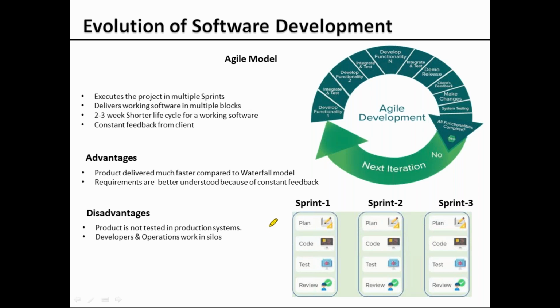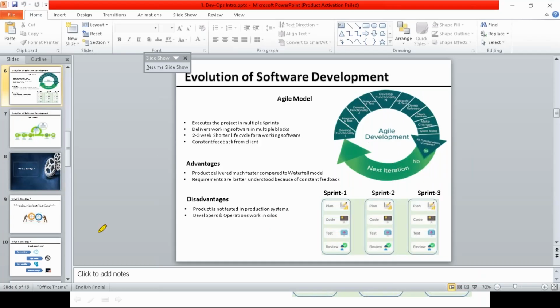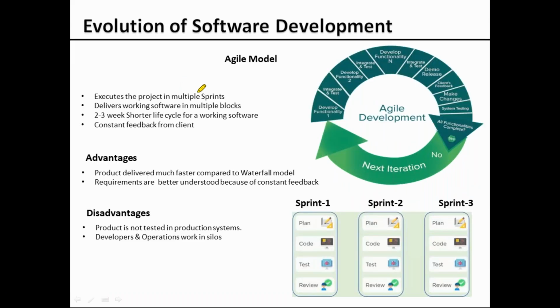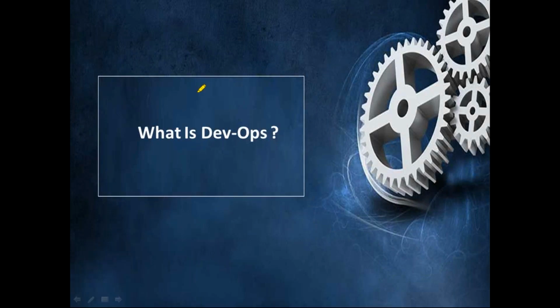This is where agile has resolved most of the issues that came across in the waterfall model, but there are a few other areas where agile has failed in addressing, when the teams, like the development team and the operations team, are working in silos. This is where DevOps comes into the picture. DevOps is an advance to the agile model.